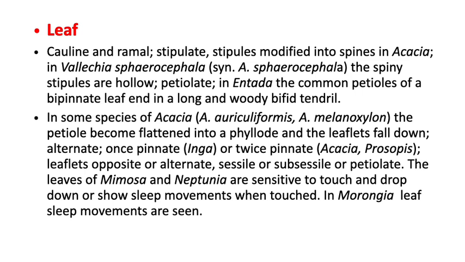In some species of Acacia, like Acacia auriculiformis and Acacia melanoxylon, the petiole becomes flattened into phyllodes and the leaflets fall down. Leaves are alternate, once pinnate, Inga, or twice pinnate, Acacia and Prosopis. Leaflets are opposite or alternate, sessile or subsessile or petiolate. The leaves of Mimosa and Neptunia are sensitive to touch and they drop down or show sleep movements when touched. In Moringa, leaf sleep movements are also seen.